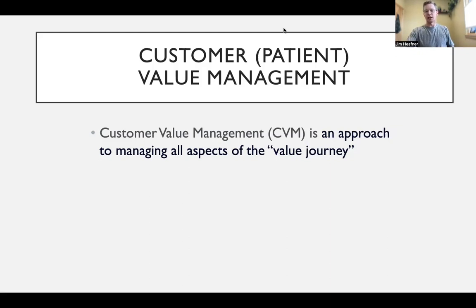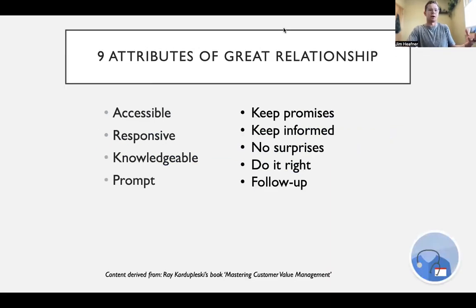I think we all have those moments of, I really connected with so-and-so, but I didn't connect with somebody else as well. And that's natural human nature. We all have tendencies to like certain personality types more than others, but following these 9 attributes, which are accessible, responsive, knowledgeable, prompt, keeping promises, keeping your clientele informed, don't surprise them with anything, doing it right, and having consistent follow-up, is a way to have consistency even with those clients who you might not get along with so well, but you're still able to have, from a business and relationship standpoint, a great interaction with that person.